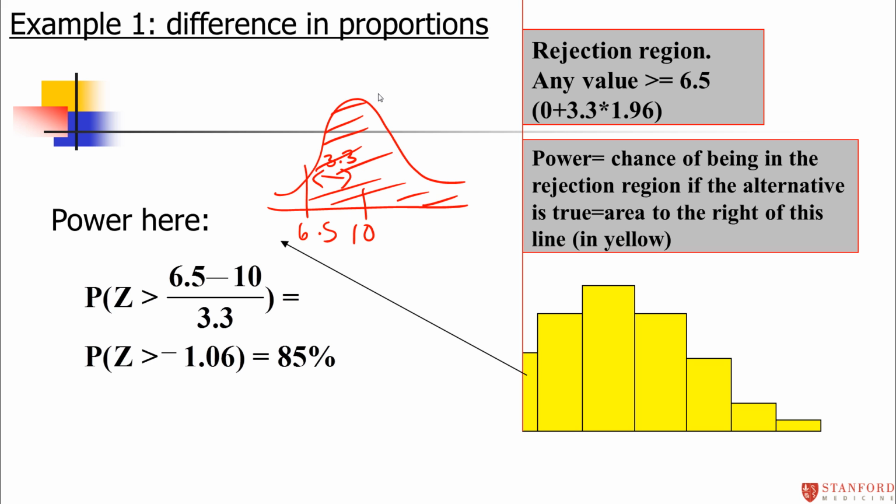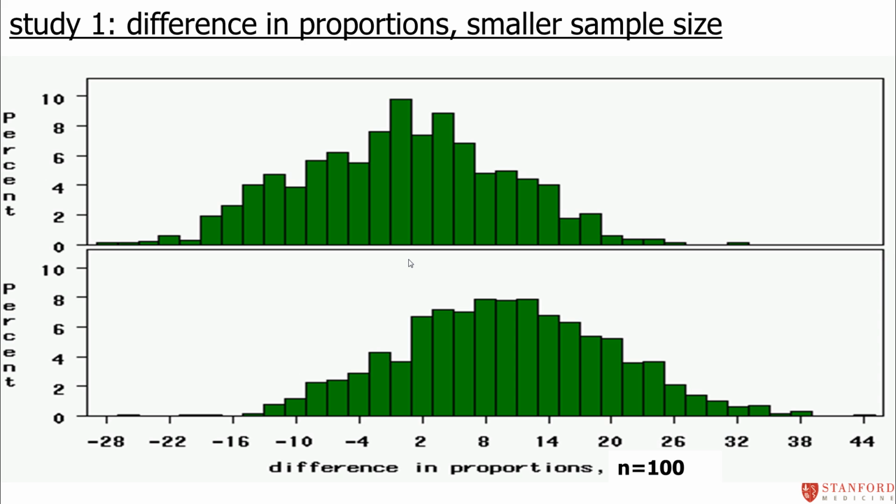So we can translate the 6.5 into a z-score. It's a z-score of negative 1.06. The area to the right of negative 1.06 on a standard normal curve is 85%. So that's the thought process that goes behind calculating power.